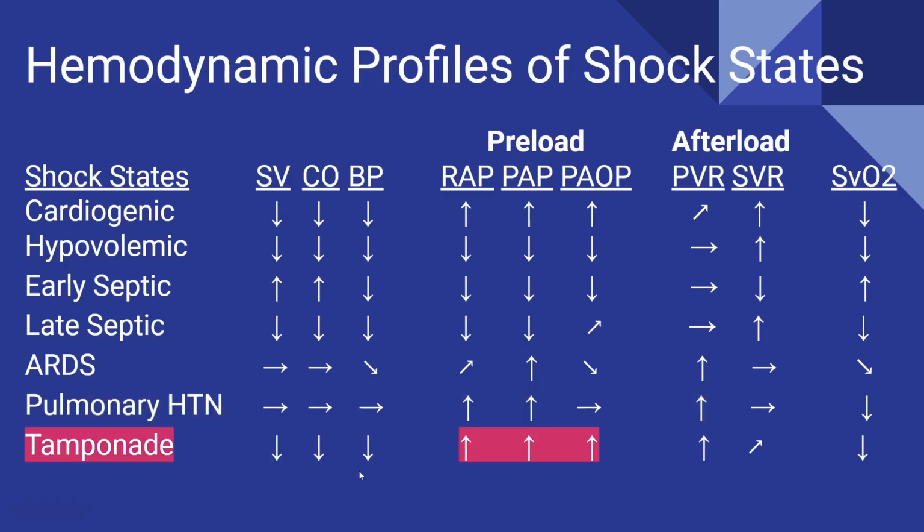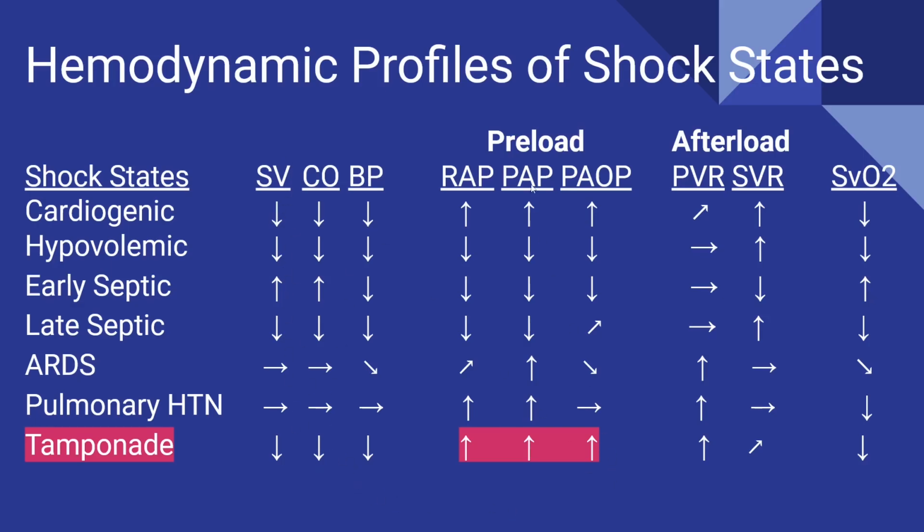And then tamponade, cardiac tamponade, you're going to have equalizing pressures. So your preload, all your preload pressures are going to be high because the heart is being squished. So everything is going to seemingly level out. So your right atrial pressure is going to rise. Your pulmonary artery occlusion pressure, that's the left side of the heart. Your pulmonary artery pressure, that's somewhat the middle.